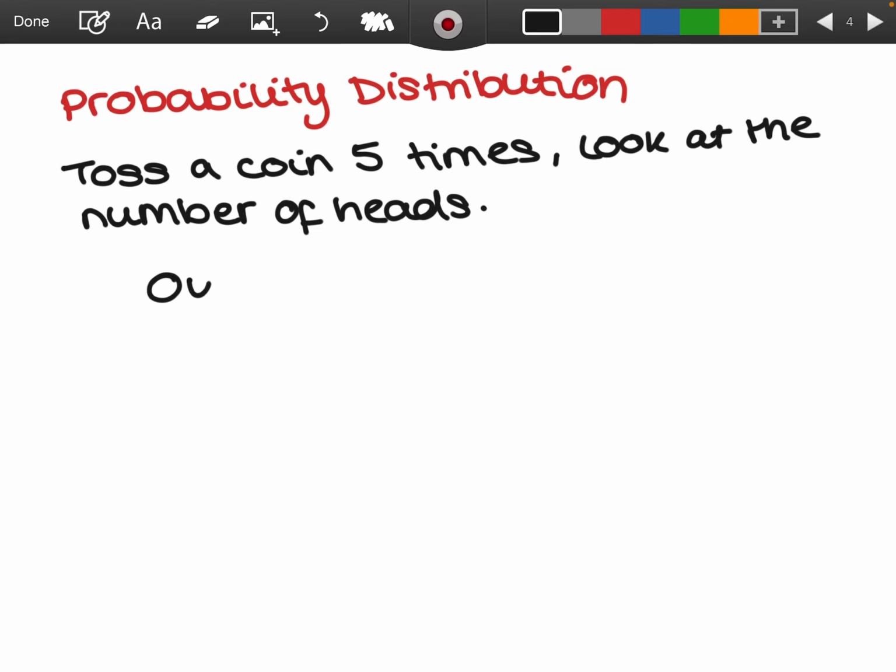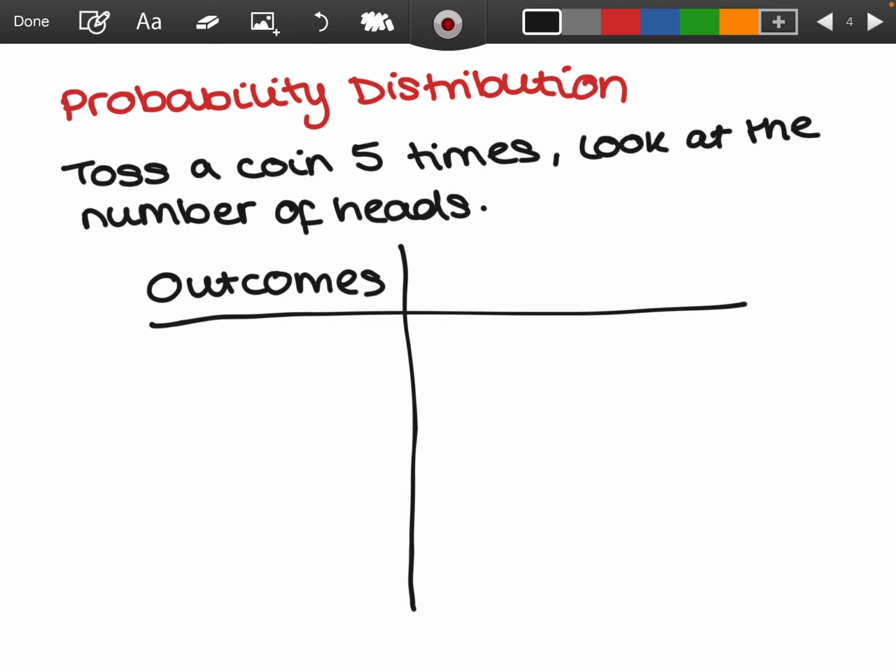So I already know my possible outcomes for the number of heads. Well, I can have no heads out of the 5 tosses of the coin. I could have 1, I could have 2, I could have 3, 4, or 5. I can't have any more than 5 because I'm only tossing the coin 5 times. So the maximum number of heads that I could get is 5, and the minimum I could get is 0 if I got all 5 tails. Now, what's the probability of each one?